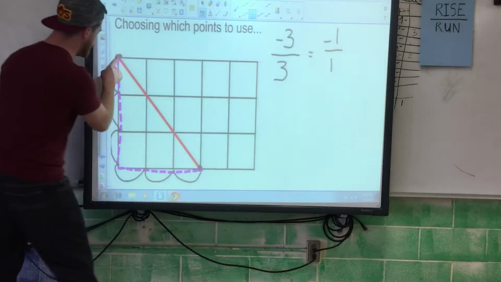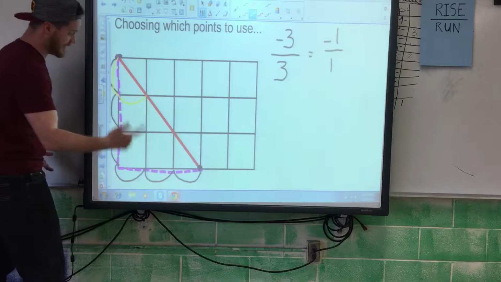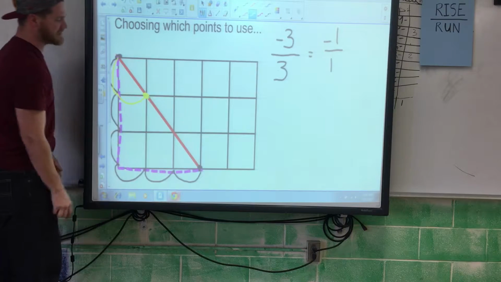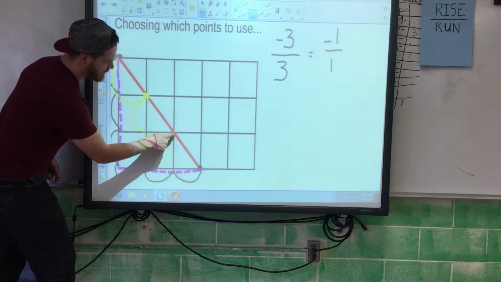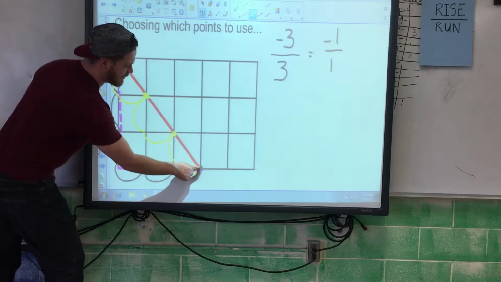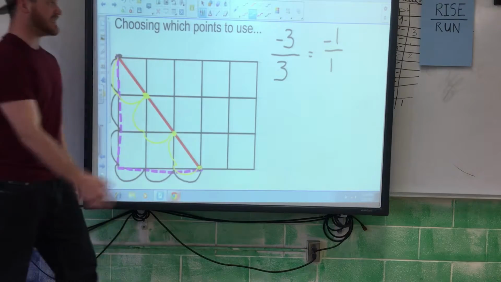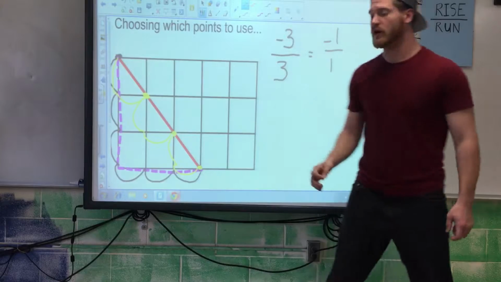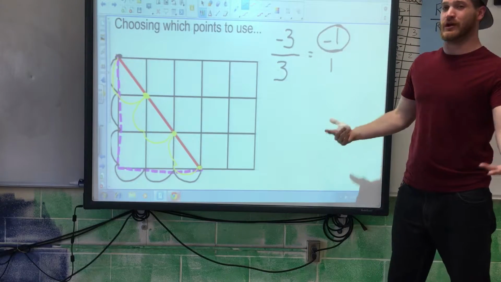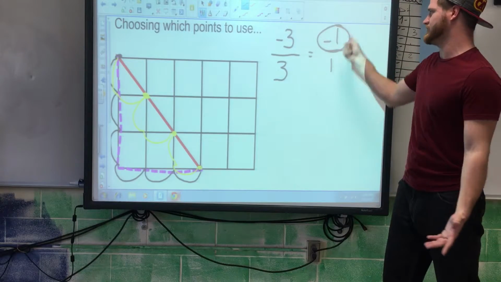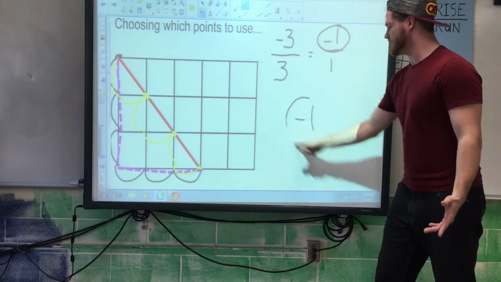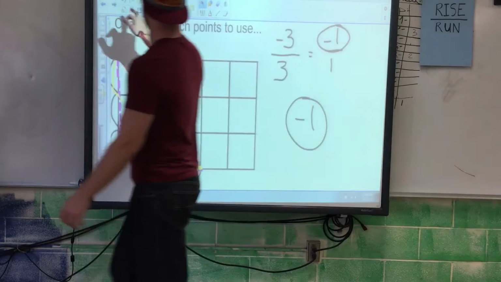Well, let's check it out. Down 1, right 1. Is that a point? Yes, that's a perfect intersection. Again, down 1, right 1, there's a point. Down 1, right 1 is another point. Simplified, anything over 1 is going to be just the numerator. When you divide anything by 1, the answer is just itself. So our slope here would just be a -1 slope.